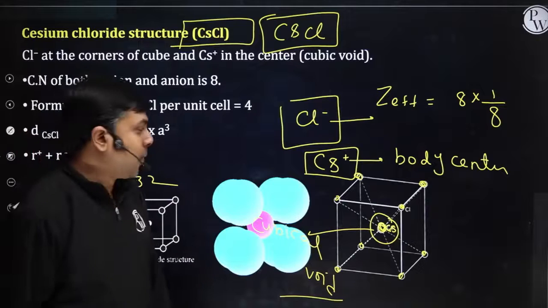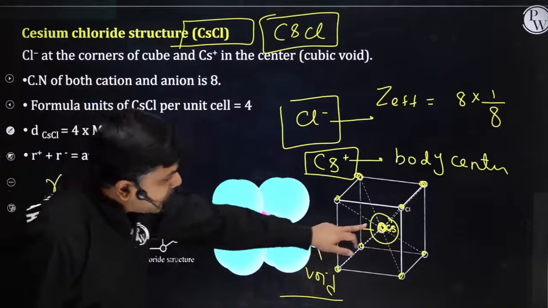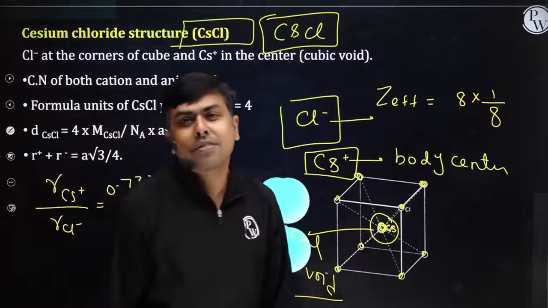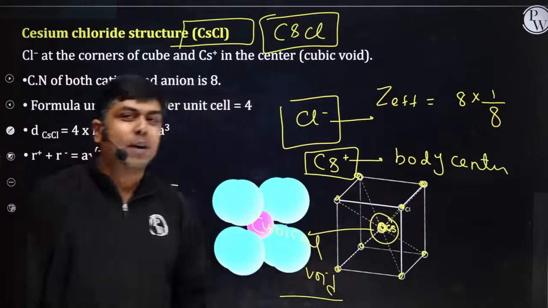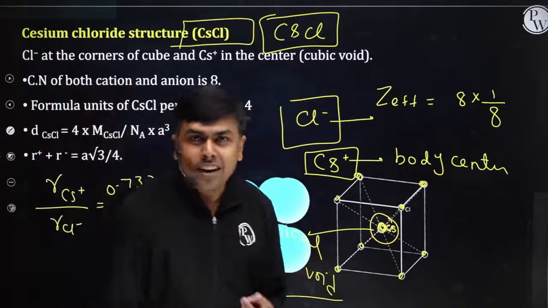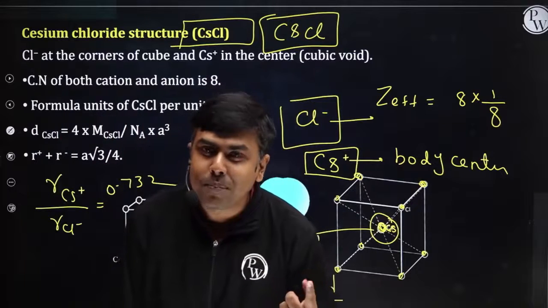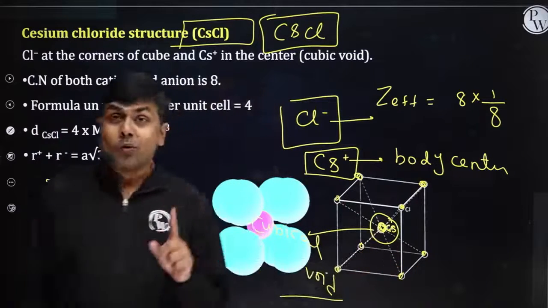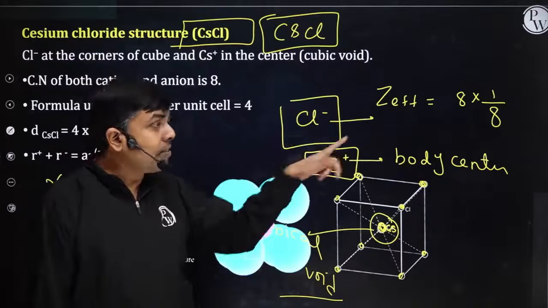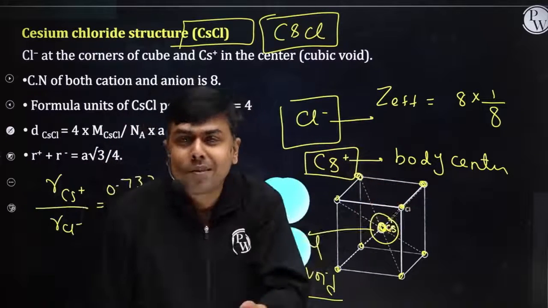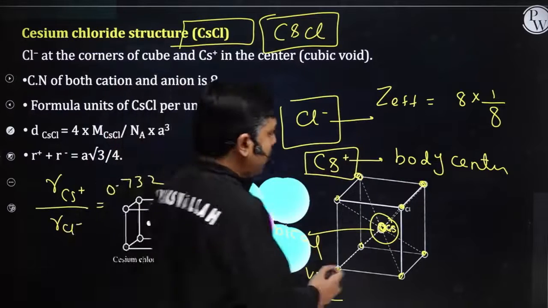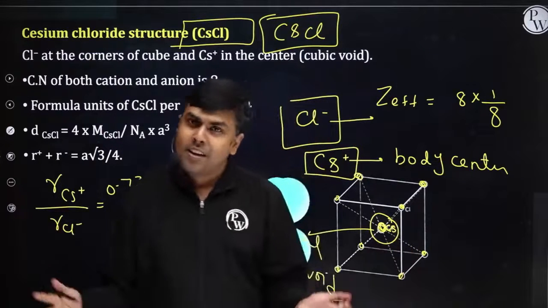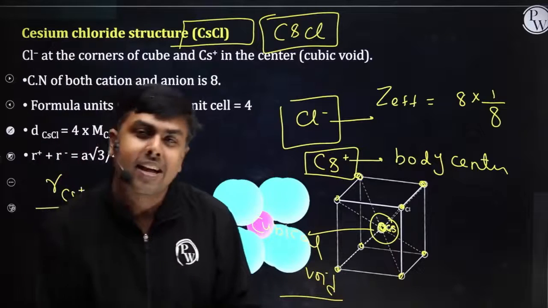One more important point, students. If I talk about the coordination number of Cs+, basically it is surrounded by 8 Cl-. The cation is placed in a cubical void. So what's the coordination number? 8. And what's the Z effective ratio? 1:1. So if Z effective ratio is 1:1, coordination number has to be the same. Coordination number of the cation Cs+ is 8, so coordination number of the anion has to be 8 only.